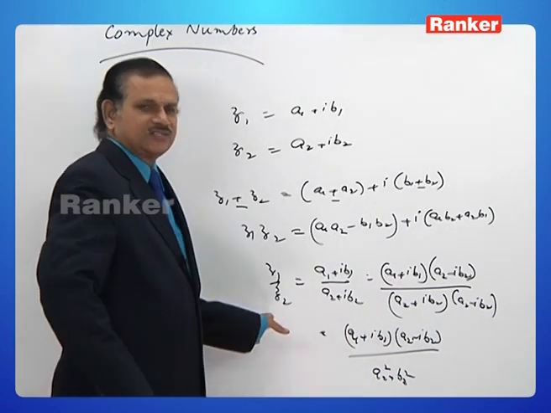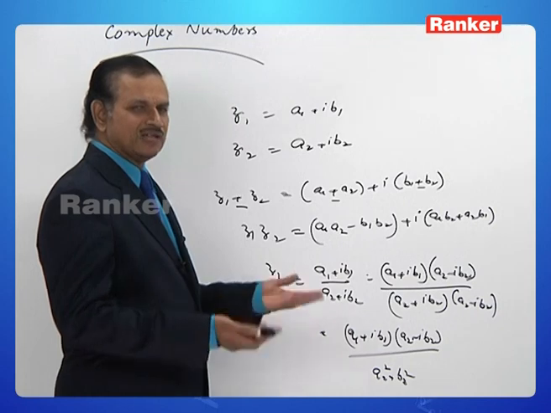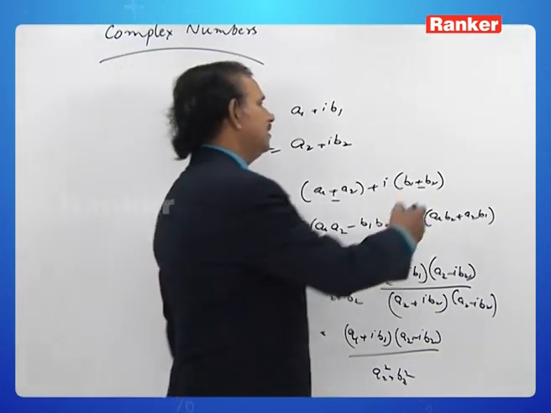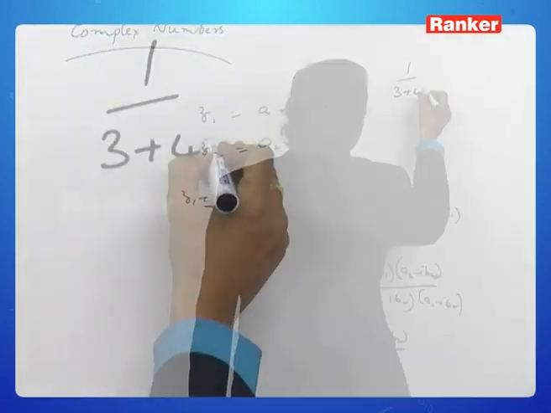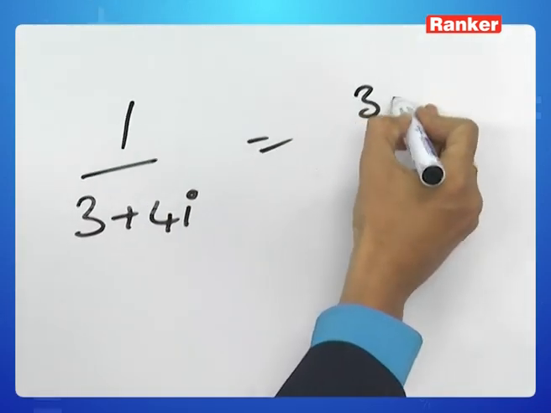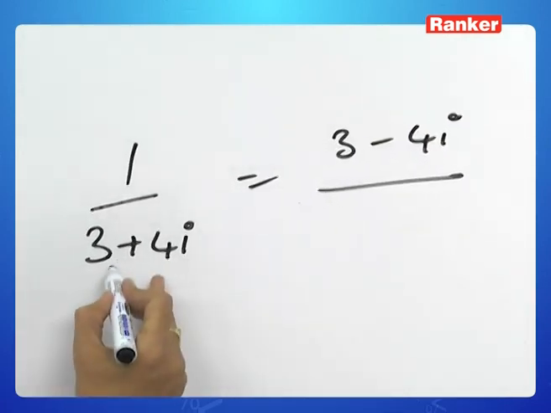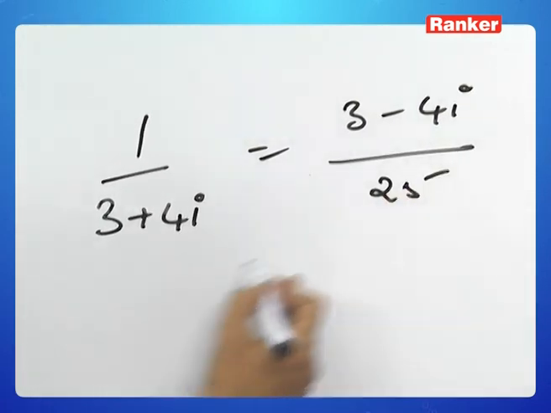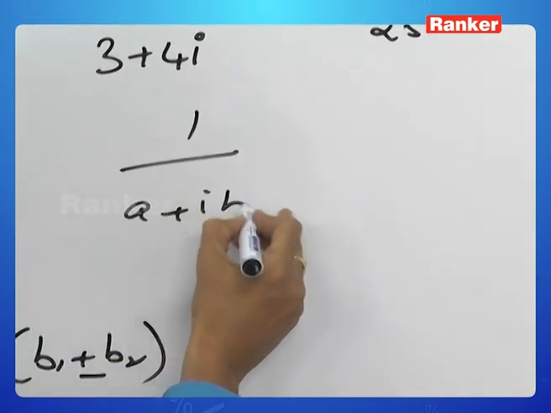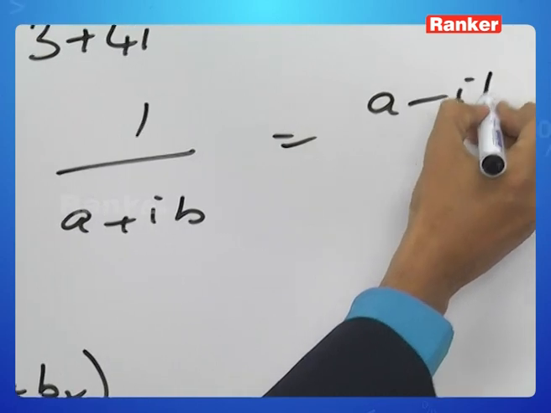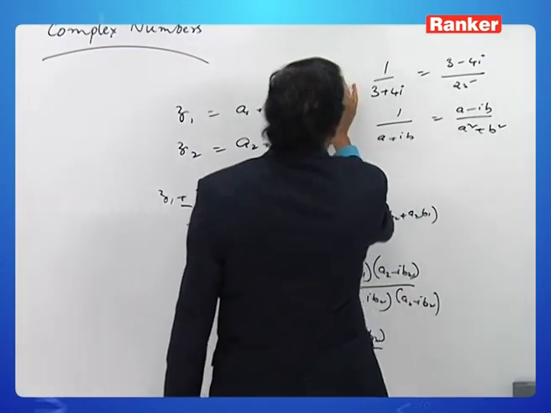By looking at this Z1 by Z2, we will practice ourselves to find the reciprocal of any complex number. For example, 1 by 3 plus 4i is equal to 3 minus 4i by a square plus b square, 9 plus 16, 25. 1 by a plus ib, what can you have? a minus ib by a square plus b square. Just like that.